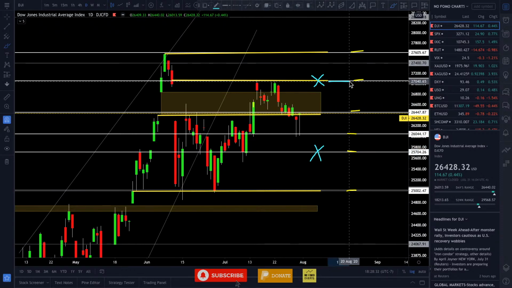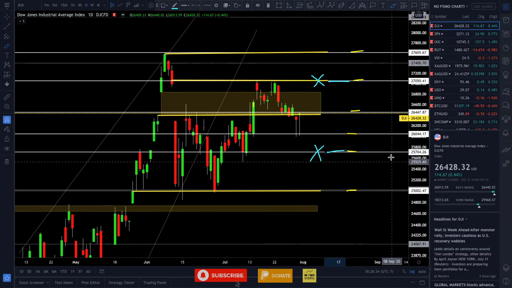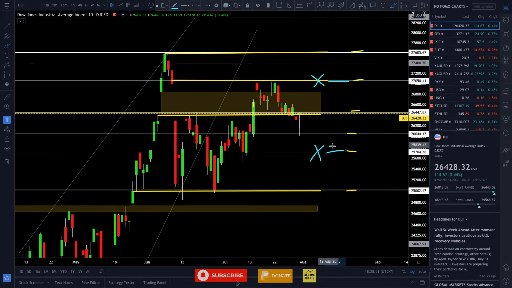So these two levels are marked at these support levels. So it's 25,704 downside support. Bullish target of 27,050. Excuse me, I flipped the numbers. The support is 25,700. Resistance at 27,000. All right, but if those numbers are confusing, just look at the blue X.